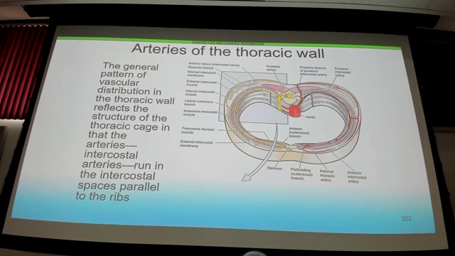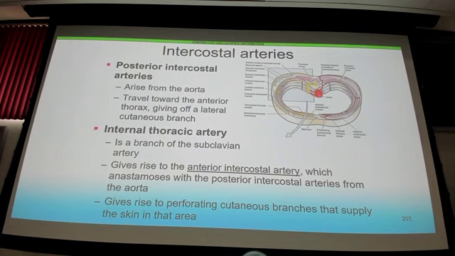When we look at the anterior side, you also have this internal thoracic artery. So you have a posterior intercostal artery that comes off of the aorta, and then you have an anterior intercostal artery that comes off of the internal thoracic. And these little lobster claws that you see here mean that they have an anastomosis. They connect. So you get blood supply from the front and the back.